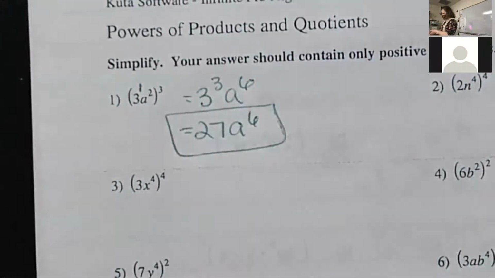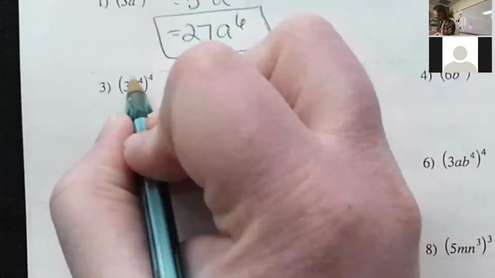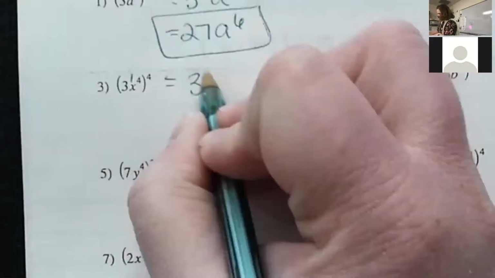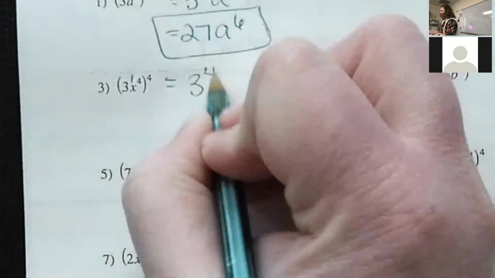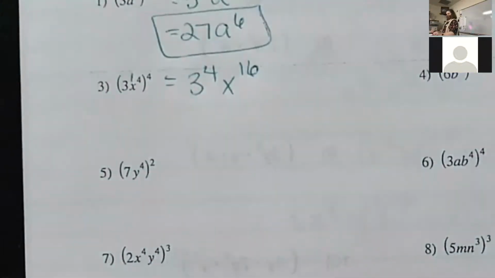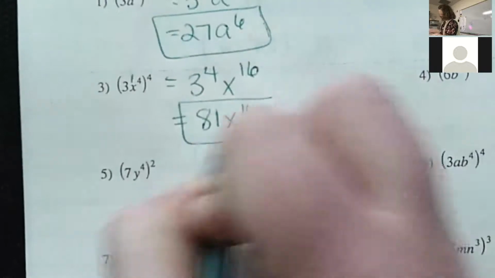Try one more. What am I going to have to write on my number 3 right underneath it? The 1 on the 3, right? So I'd have 3 to the what? 4th. X to the 16th because you're multiplying. What is 3 to the 4th? 81. X to the 16th.